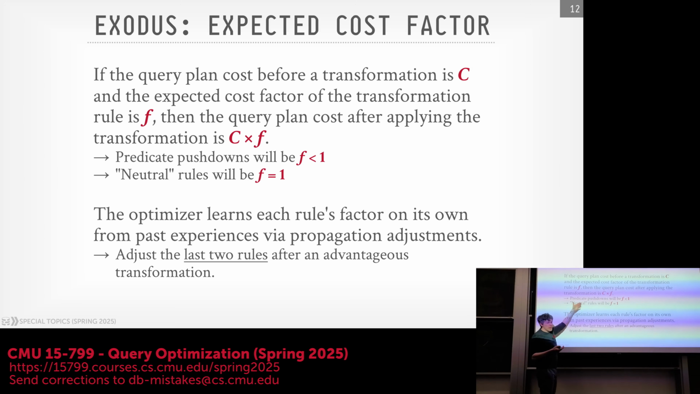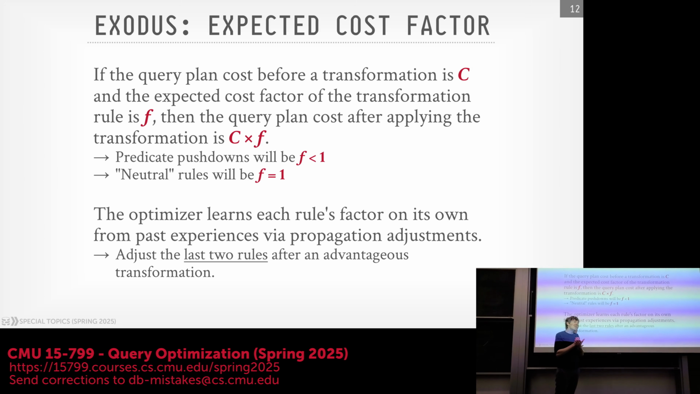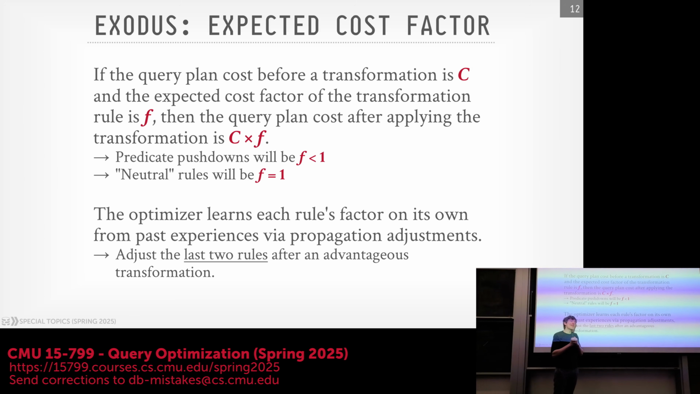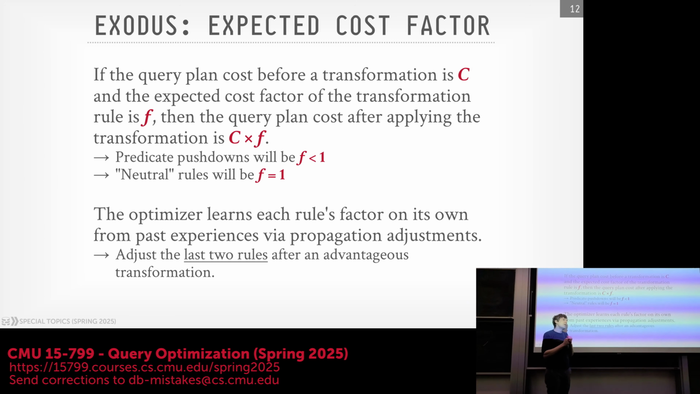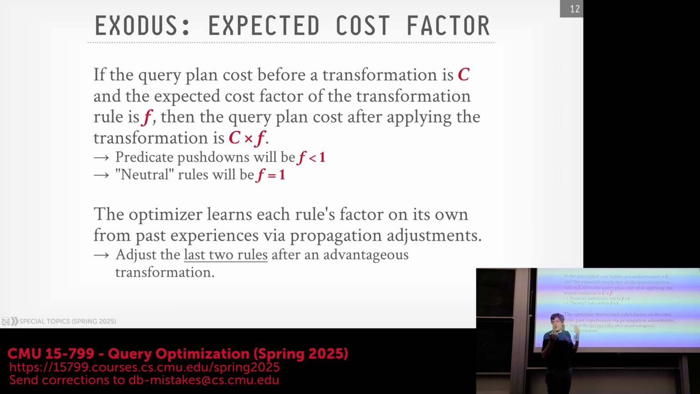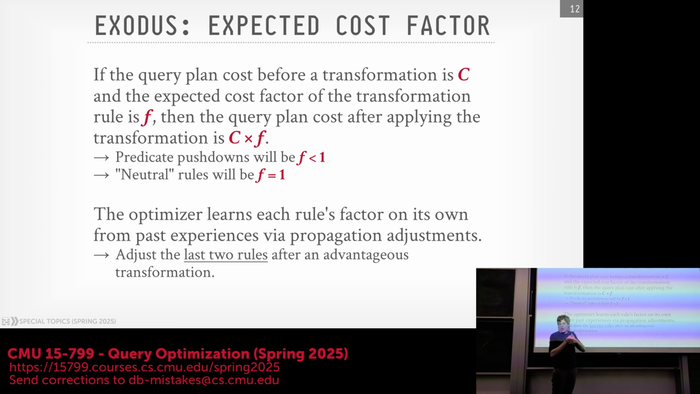For neutral rules, join commutativity isn't necessarily one, but I'm trying to think what would be a neutral rule here. Maybe projections don't matter that much in your database system, and you did a projection push down, right? That would be considered a neutral rule.